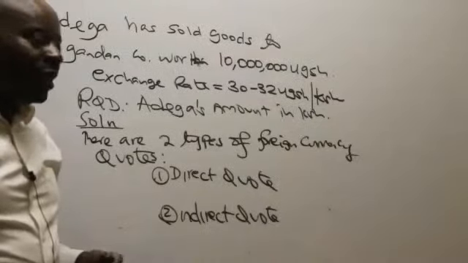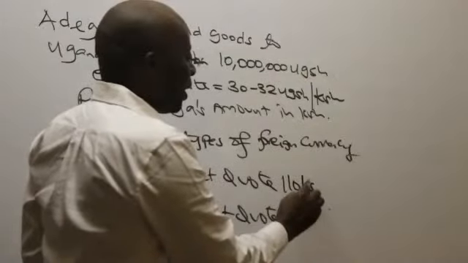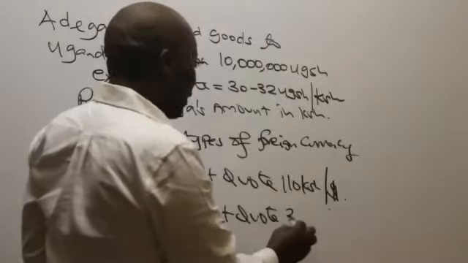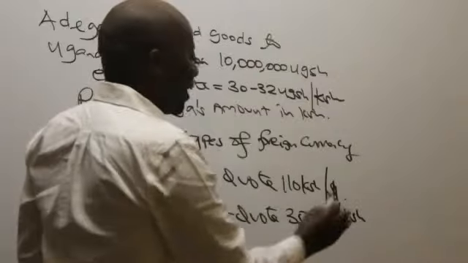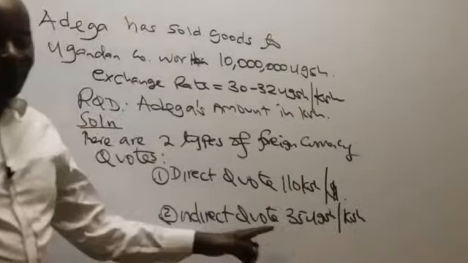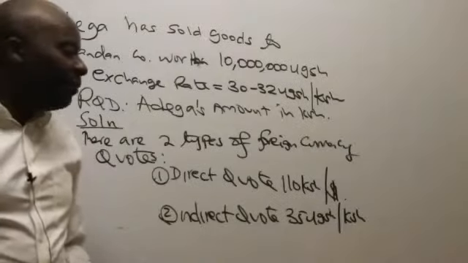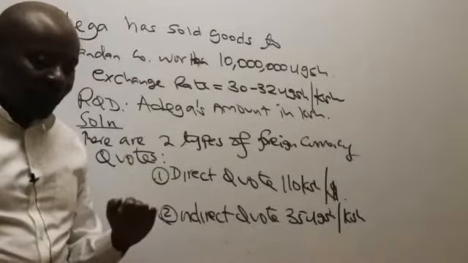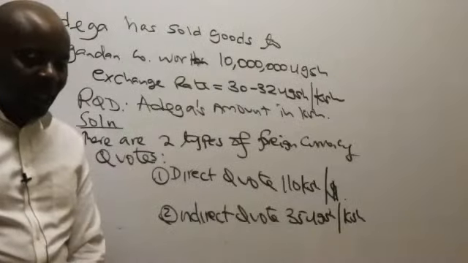What is a direct quote? A direct quote is like this: 110 Kenya shillings per dollar. But if you find it written 35 Uganda shillings per Kenya shilling, this is indirect. Looking at these two, if you are asked to differentiate between the two quotes in your simple language, which statement will you write down? What do you think is the difference between direct and indirect quote?